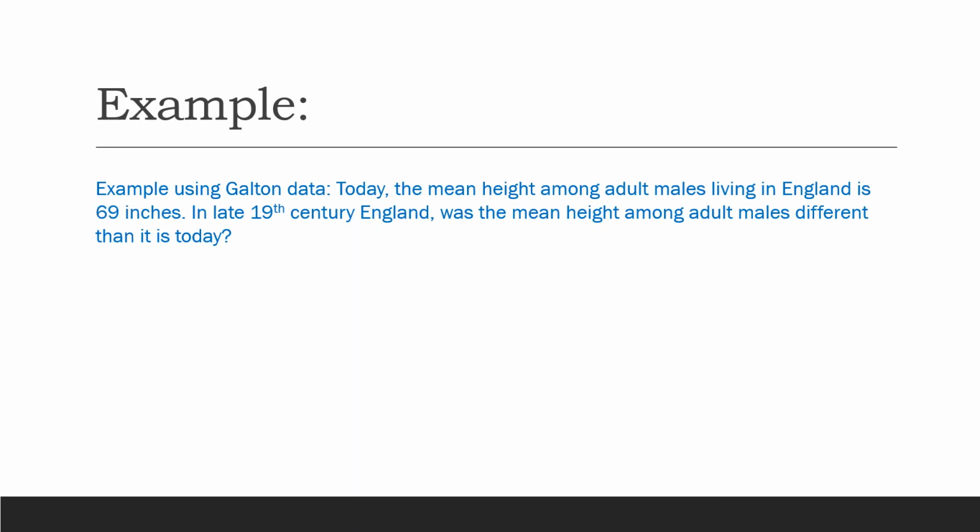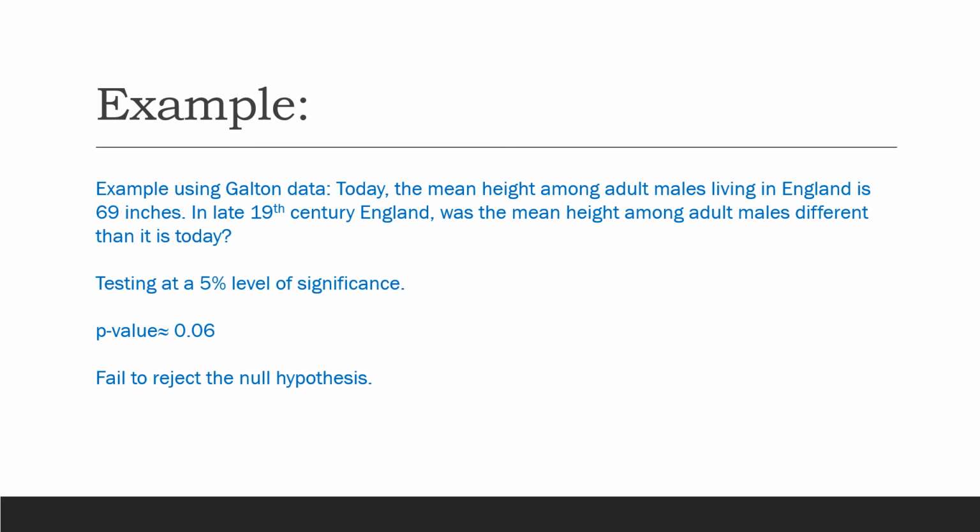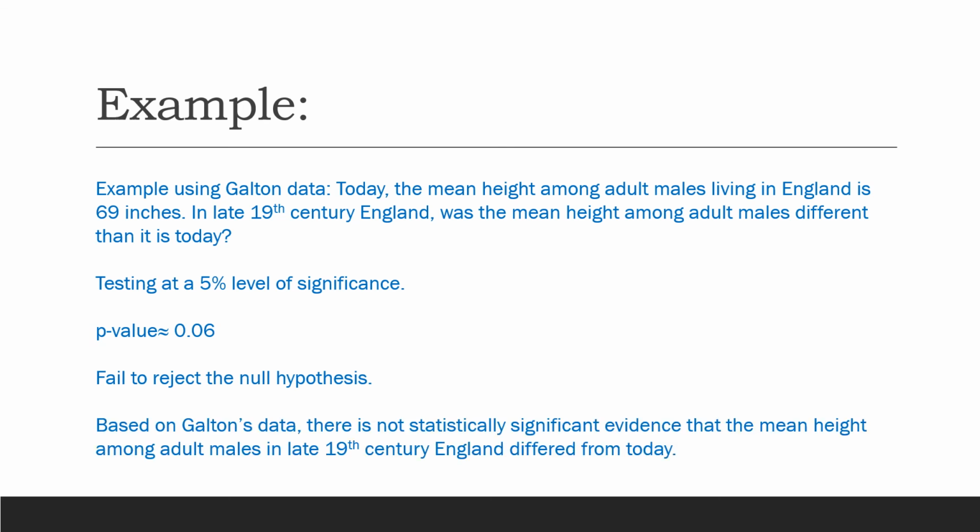In our example, we're testing at a 5% level of significance. Our p-value is 0.06, which is just a little bit too big for us to reject the null hypothesis. So we failed to reject the null hypothesis. Based on Galton's data, there is not statistically significant evidence that the mean height among adult males in late 19th century England differed from today.